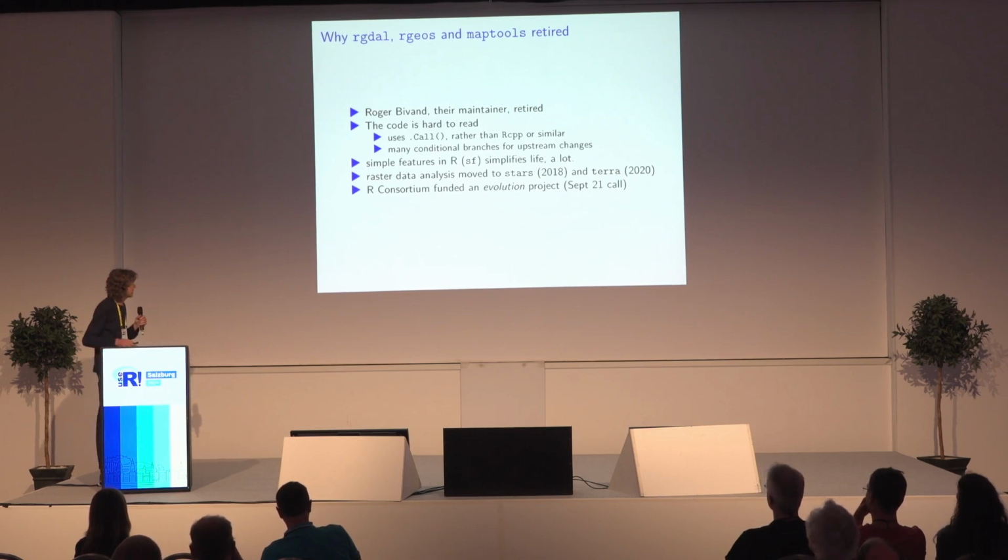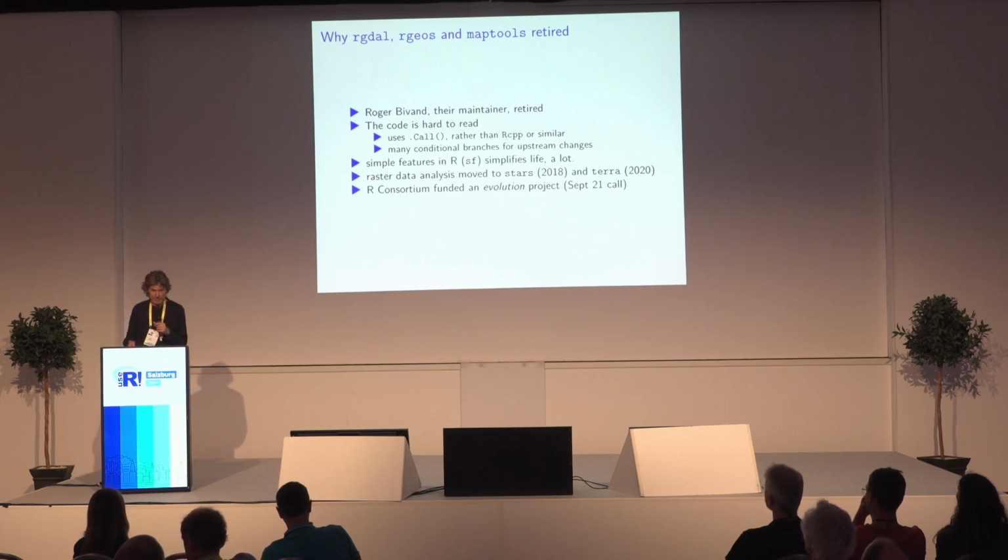Then we had raster data that moved to stars and Terra, and in 2021 we got our consortium-funded project that we called R Spatial Evolution.